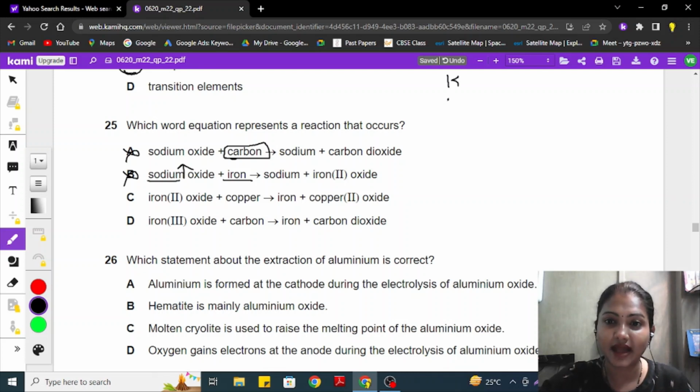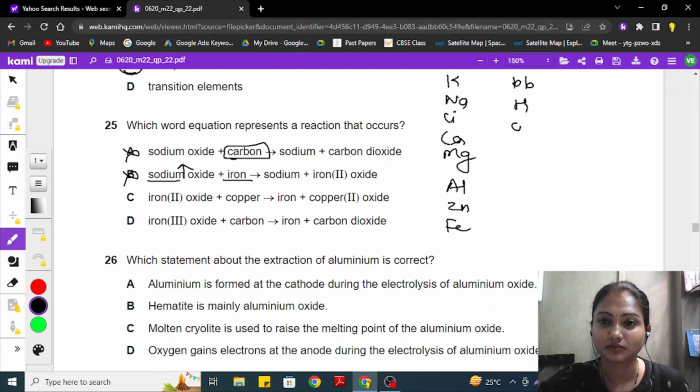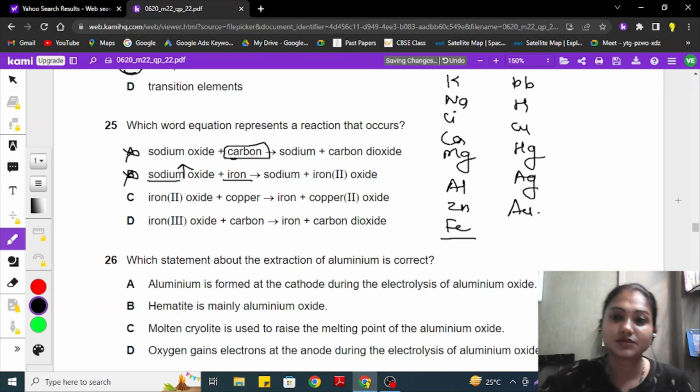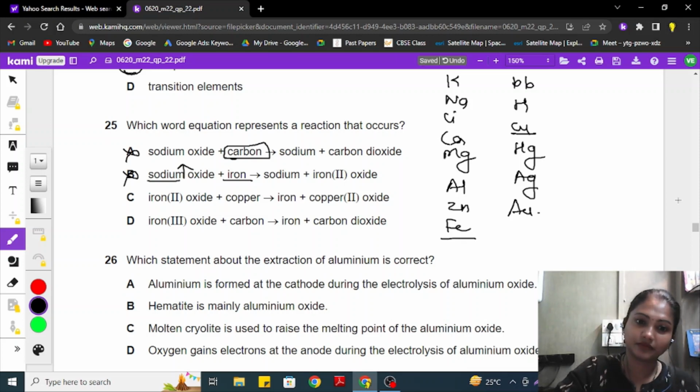Now, let me have the reactivity series. This is my reactivity series. Iron is more reactive than copper. So how is this going to happen? It's not going to happen, students. Iron oxide, again, copper won't be able to displace iron from this reaction. It's not going to happen.